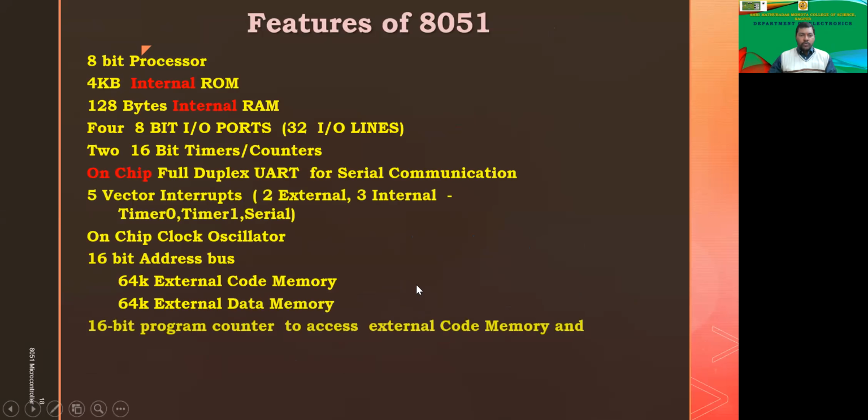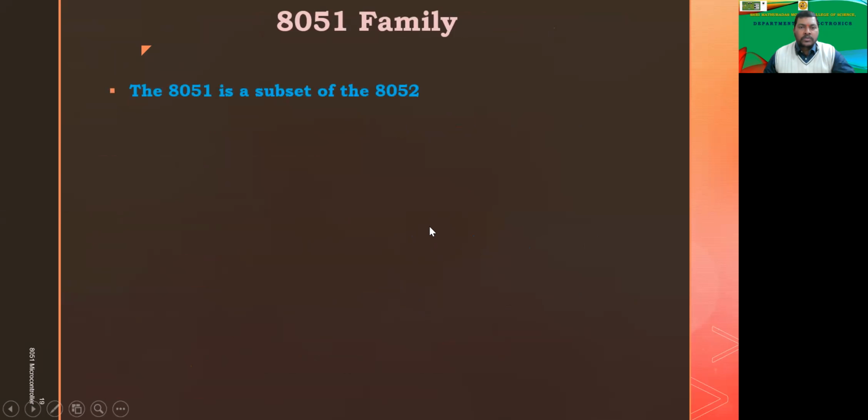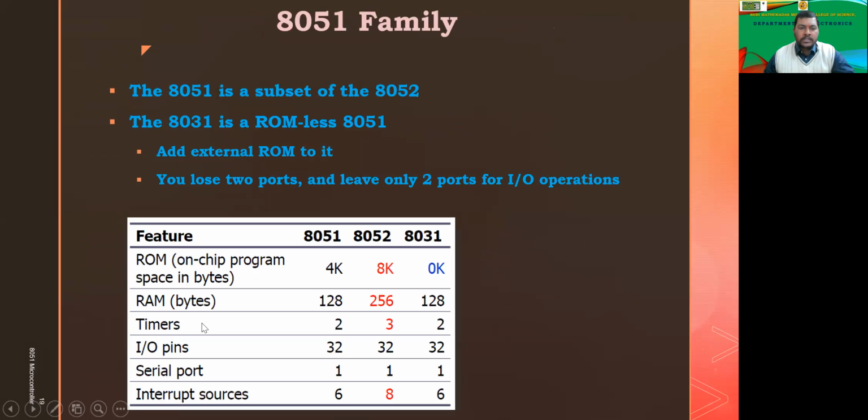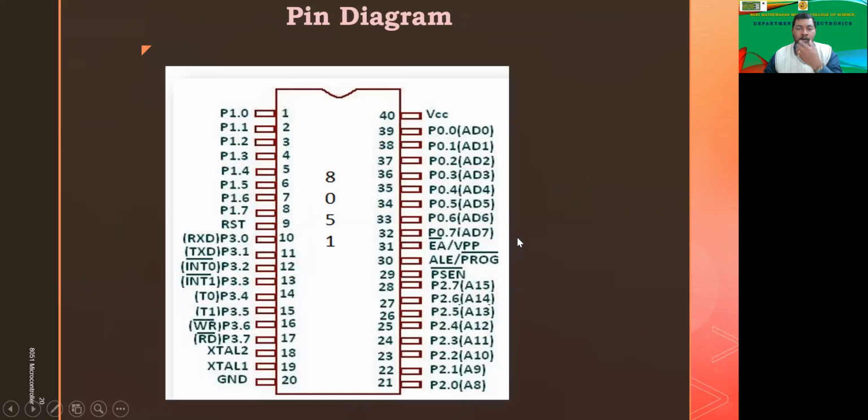So I guess we won't go in depth on these features now. It's just an 8-bit microcontroller. It has an 8-bit processor, which means 8 bits of data can be processed at a time, right? So these are some of the 8051 families, depending on the ROM size and RAM size. Then this is the pin diagram that we almost completed in the last lecture.